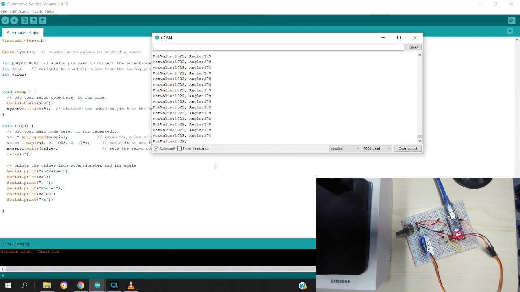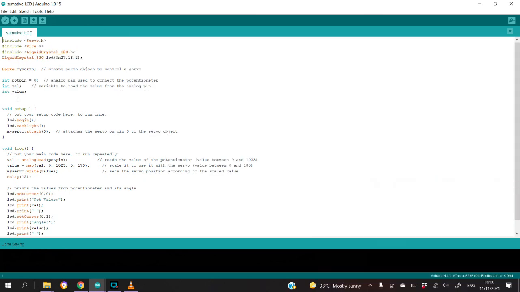potentiometer, which is 179. As we can see, we plotted 1023 bits, which determines this is the maximum value for the potentiometer, to display the value of the potentiometer and the angle in the liquid crystal display or LCD.